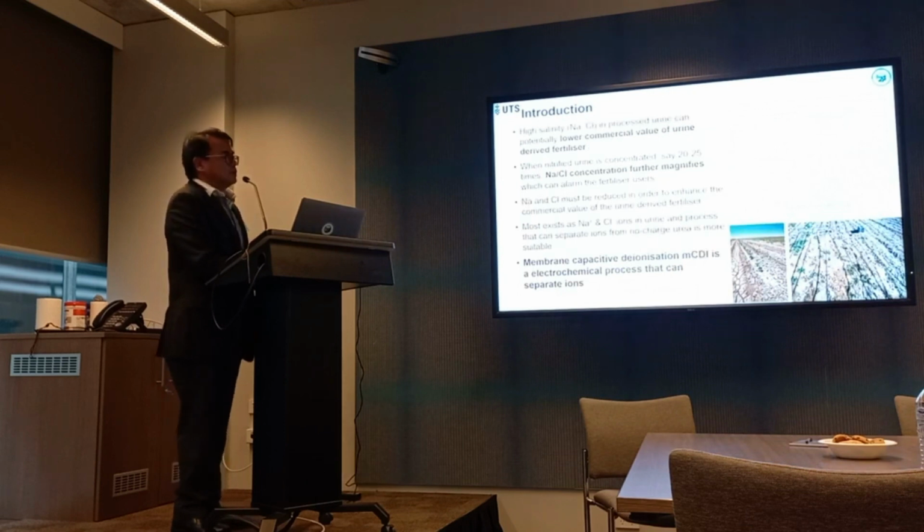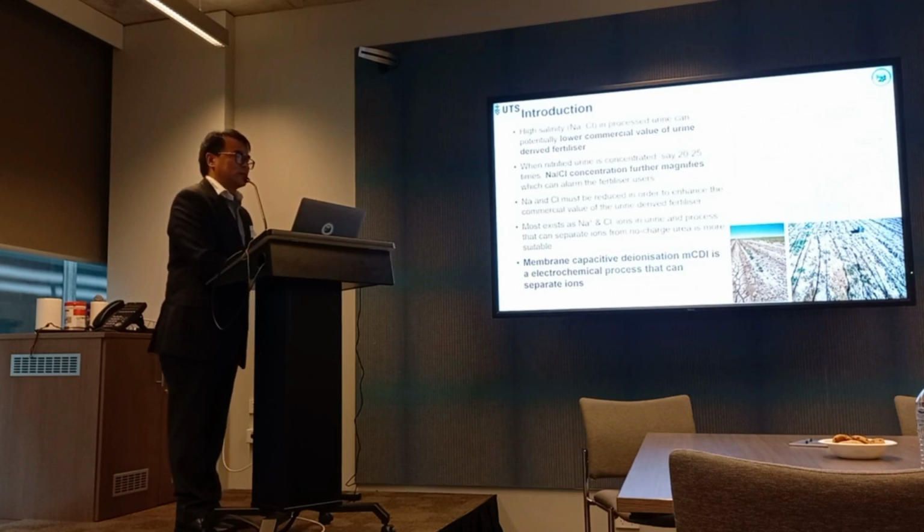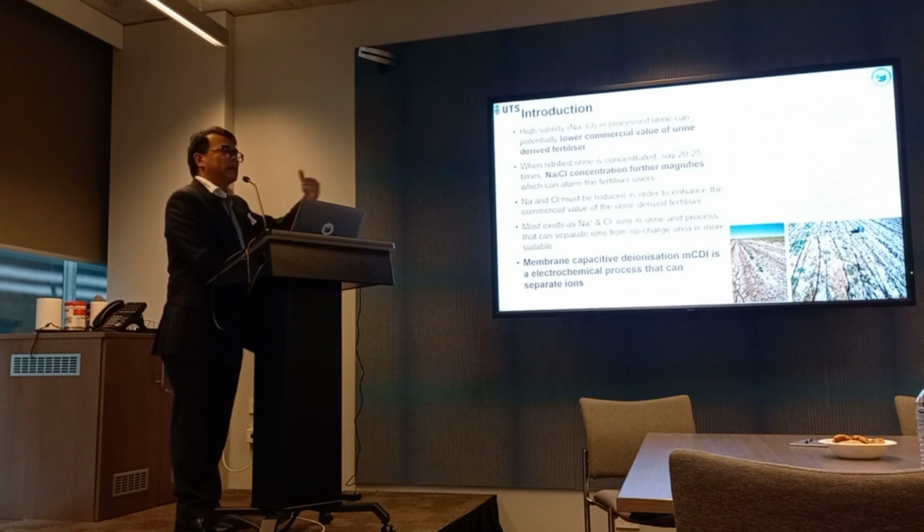The other issue we're looking at is not only the effect on plants, but also the quality of the urine fertilizer itself. People who are aware of the sodium problem may say your sodium concentration is high. Also, when we concentrate the urine-derived fertilizer, it again magnifies the sodium concentration, which becomes even more alarming. So that's why we try to see how we can remove the sodium.